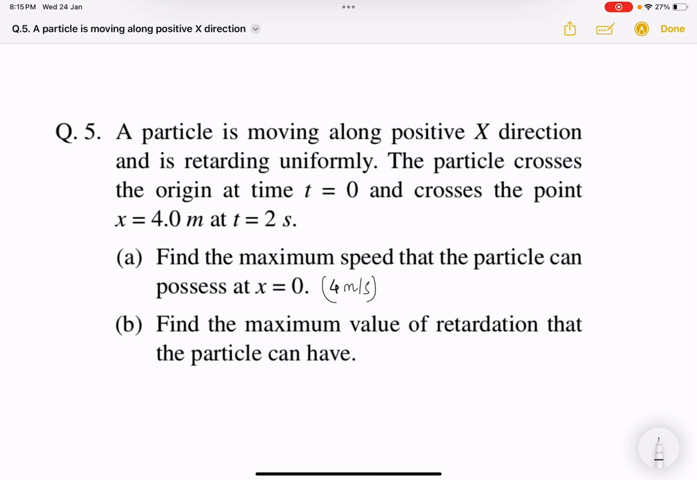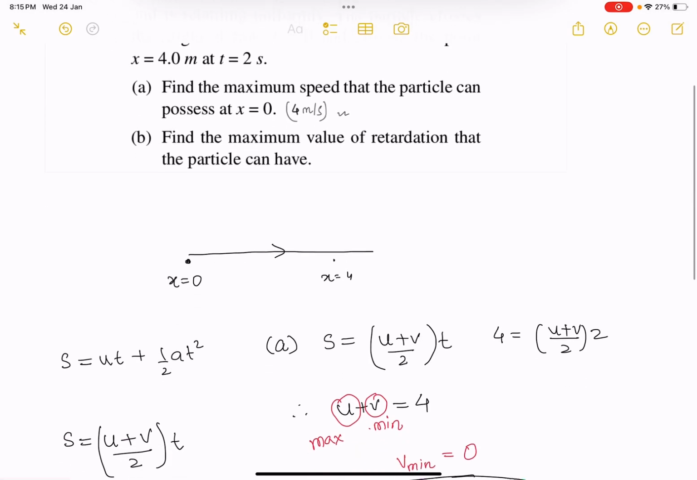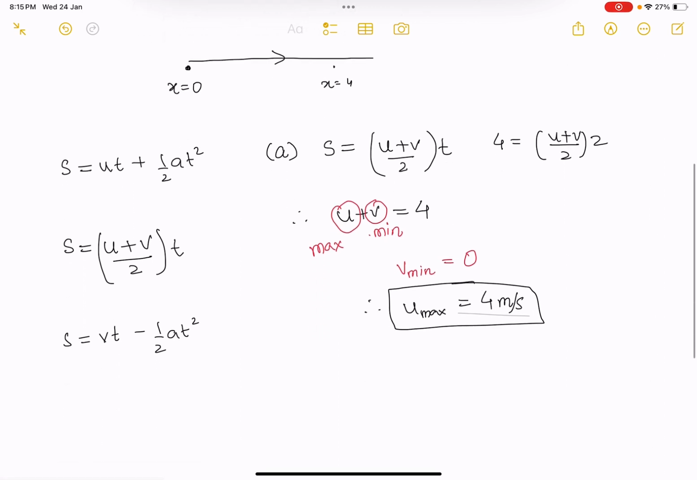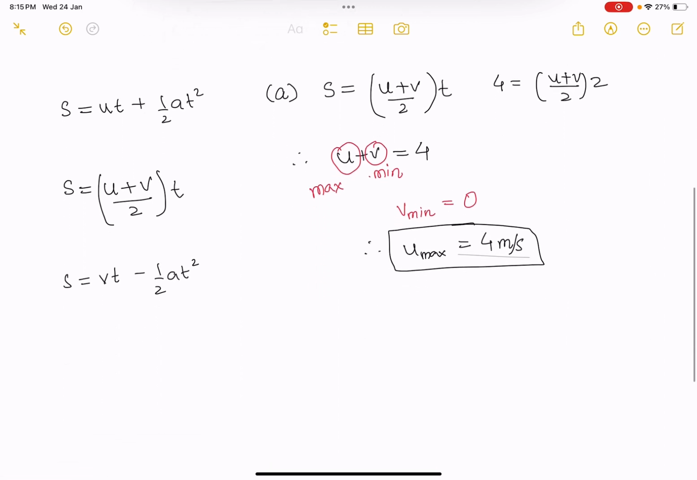Okay. Next is question B. In question B, we have to find the maximum value of retardation that the particle can have. For that, we will use the second formula, s equals vt minus half at square, or we will write it as s equals vt plus half into minus a into t square.